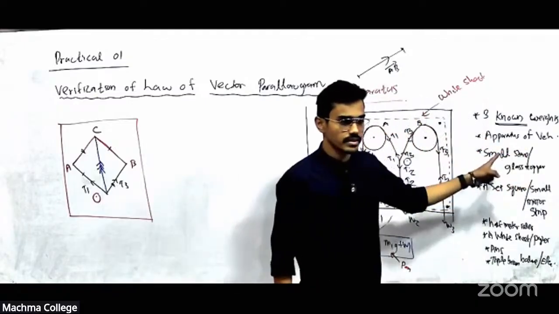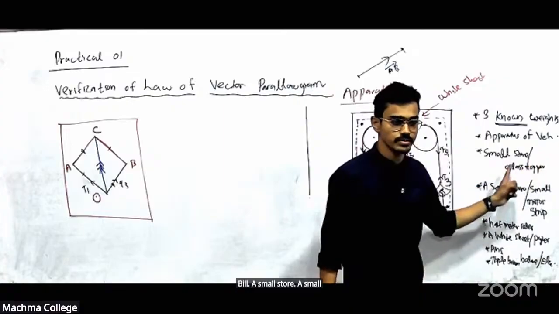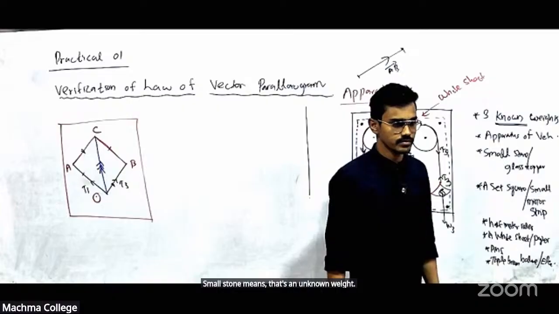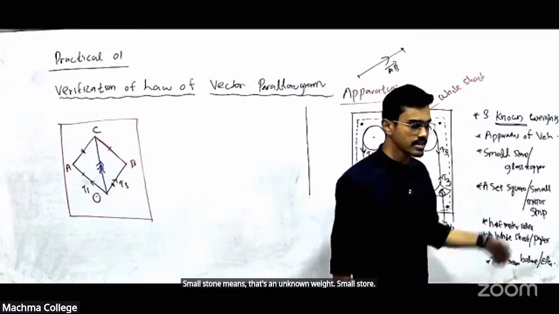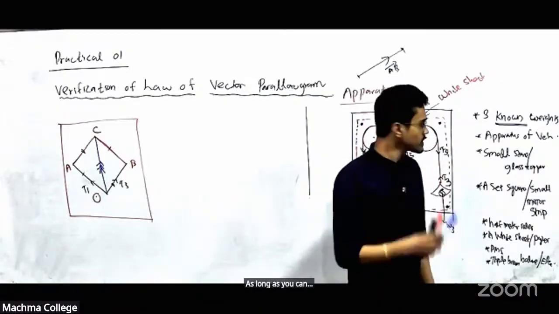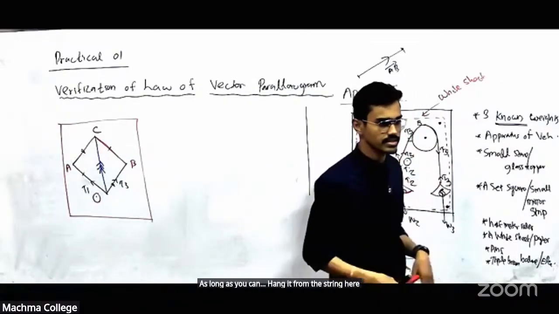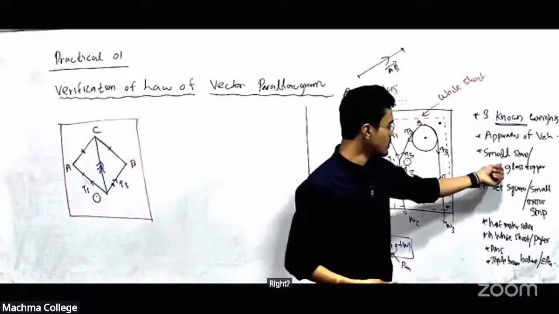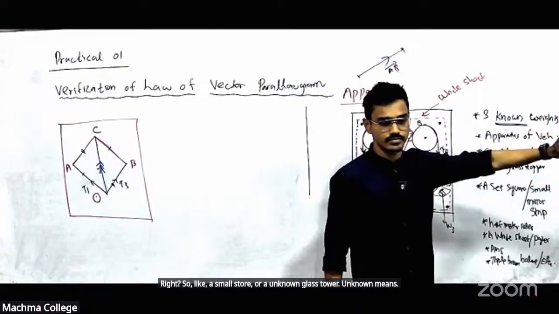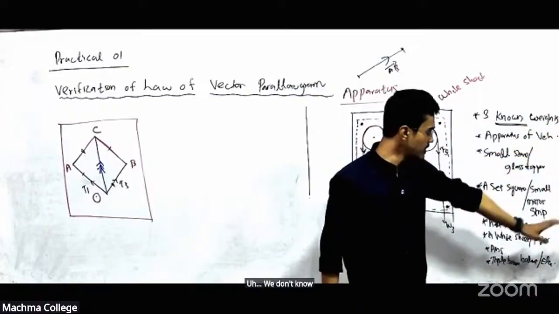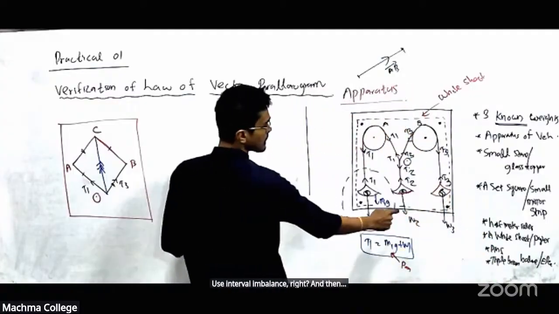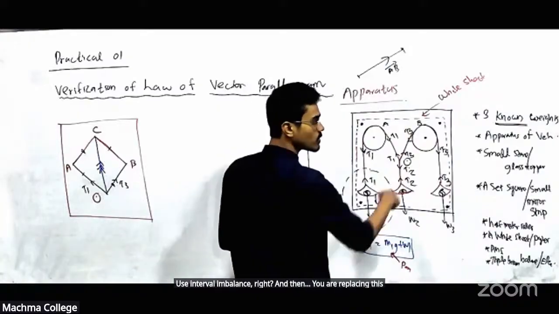A small stone or a glass stopper. A small stone means an unknown weight. A small stone or glass stopper, as long as you can hang it from the string here, you can measure it. So we'll take a small stone or an unknown glass stopper. Unknown means we don't know the weight; we haven't measured the weight using a triple beam balance. And then you are replacing this W2 with that unknown weight.